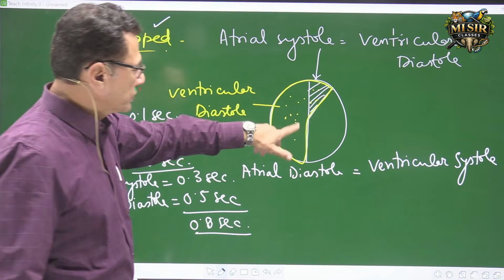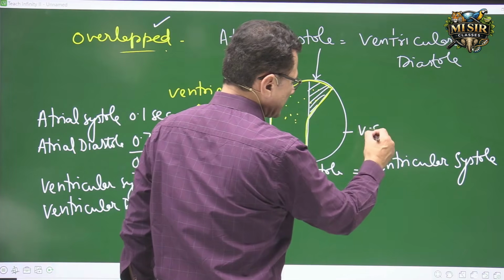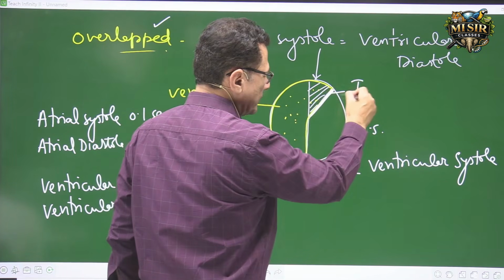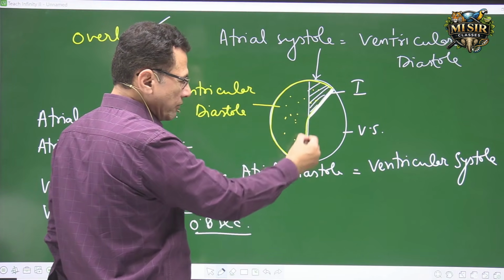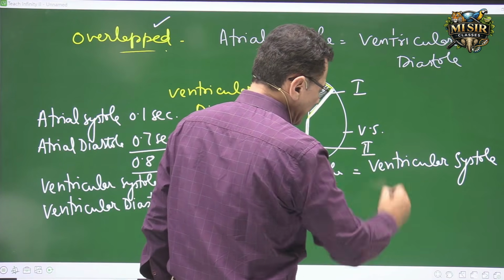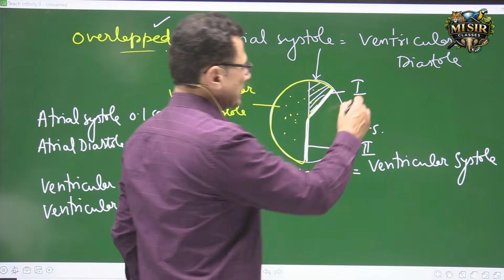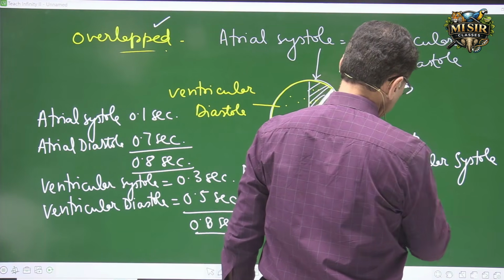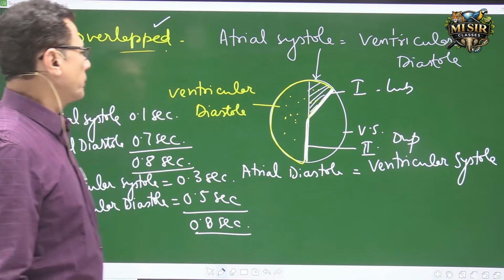As far as the closure of these valves is concerned, I am again repeating: during ventricular systole, bicuspid and tricuspid valves are closed, producing the first heart sound. This is the condition where the semilunar valves are closed, leading to the production of the second heart sound. This is the first heart sound, lub, and this is the second heart sound, dub. These sounds can be heard with the help of a stethoscope.